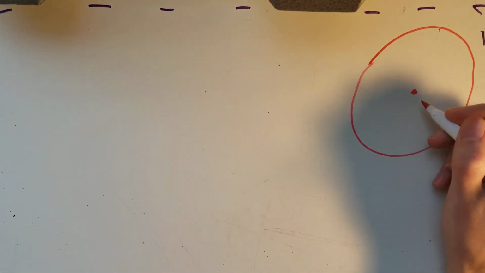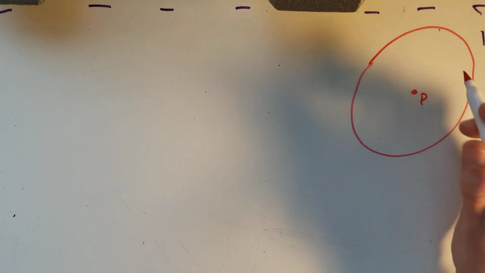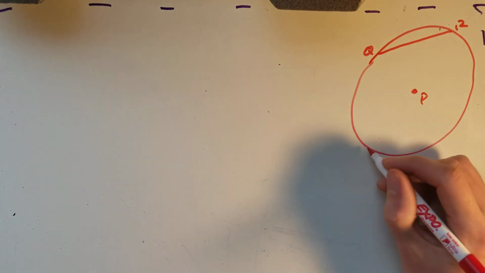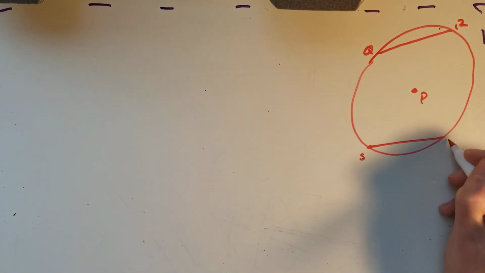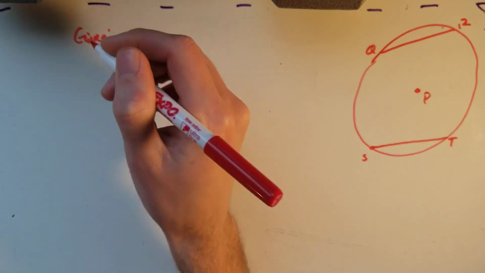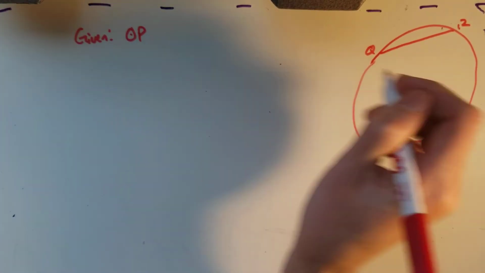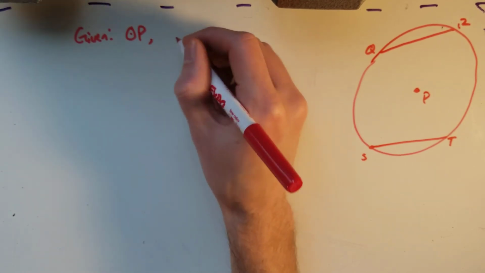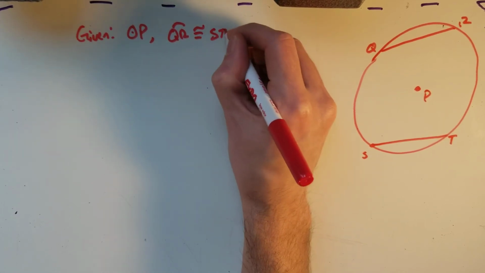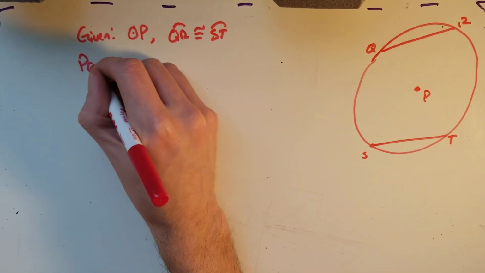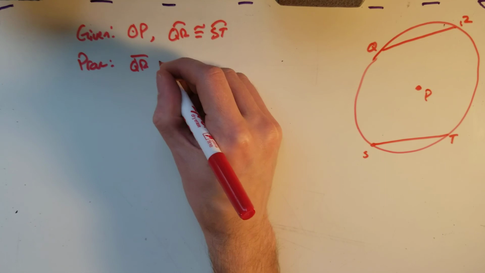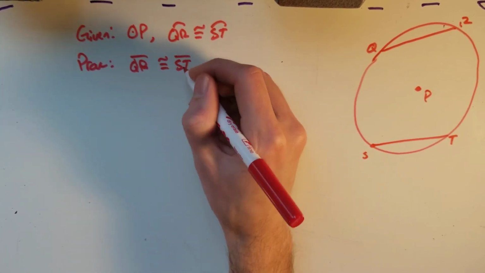Here's our circle. We have circle P, and we're going to have chord QR and the chord ST down here. And the first one, this one you're going to try on your own. You can check with the proof in the book to see how you're doing. We're given, obviously, circle P, and you are given that arc QR is congruent to arc ST, and you're trying to prove that the segments, or the chords, are going to be congruent as well. So chord QR will be congruent to chord ST.